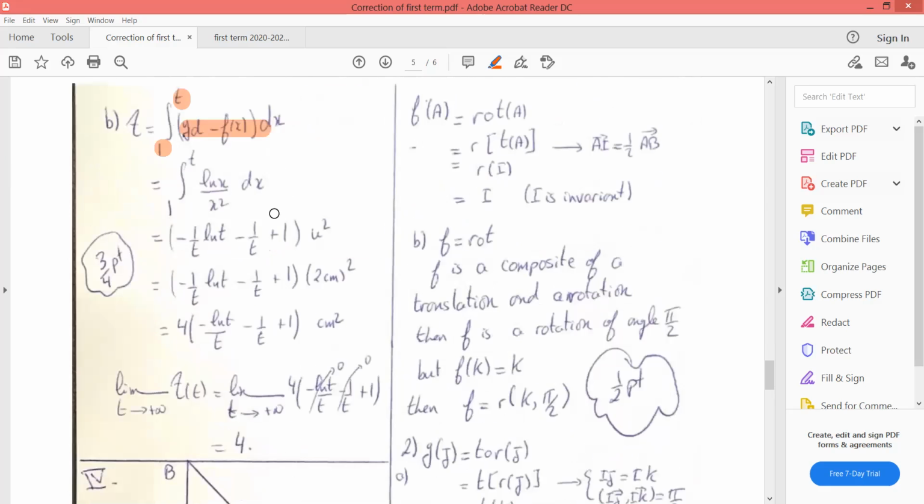So the integral will be the integral from 1 to t of ln x over x squared dx. We have determined this integral. It came out in this form: minus 1 over t ln t minus 1 over t plus 1, in units squared. But the unit is 2 centimeters, so the unit squared is 4 centimeters square. So 4 times that, in centimeters square.